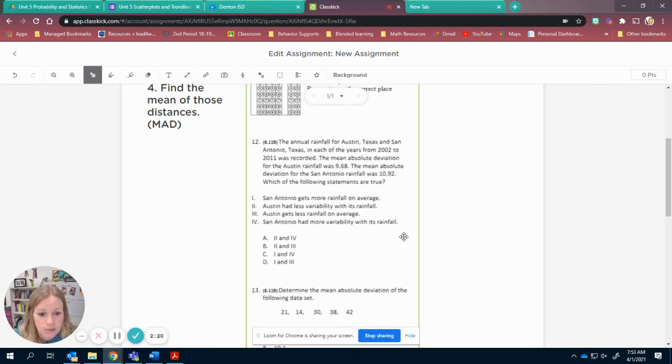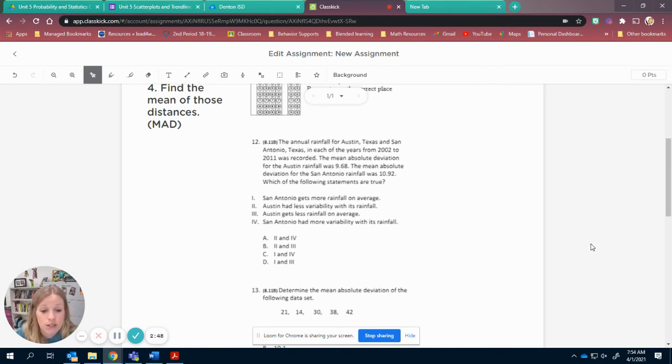Number one says San Antonio gets more rainfall on average. Well, we don't know the actual average. They did not give us the mean, so that's not number one. Two says Austin had less variability with its rainfall. That variability is mean absolute deviation, remember? So that's true. Three says Austin gets less rainfall on average. Again, we don't know the mean.